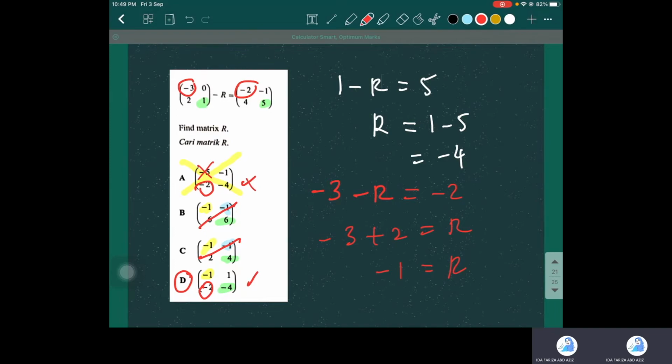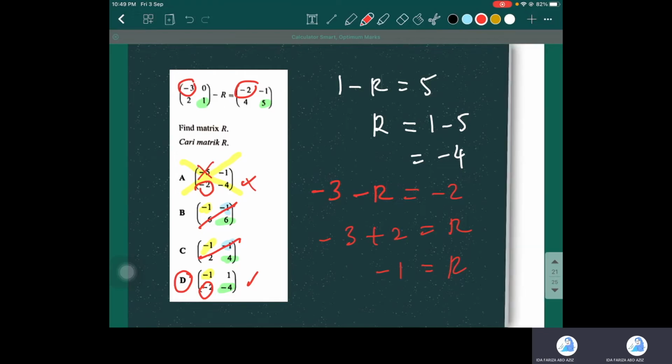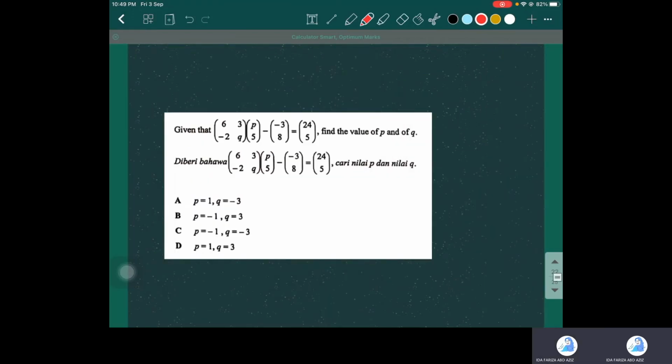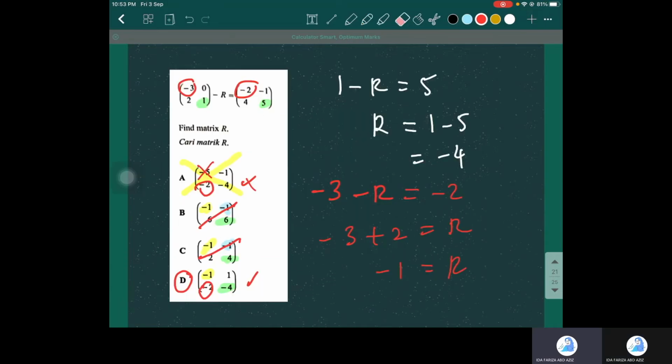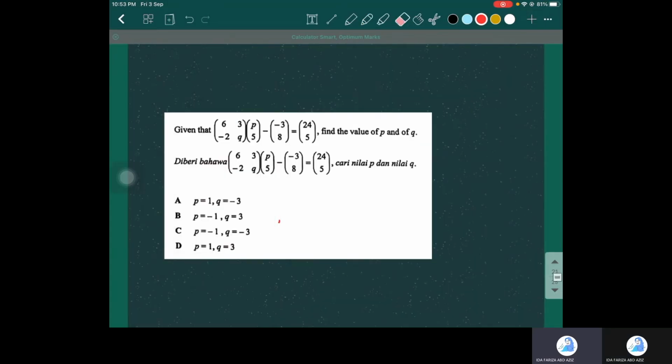So, tak payah check semua. Okay, tak perlu buat semua. Sorry. No need for you to calculate all elements. Okay, let's go to the next question.